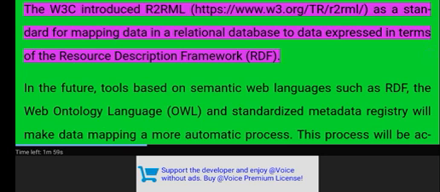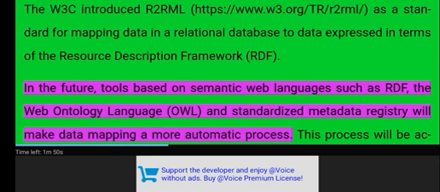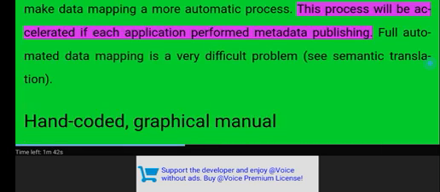The W3C introduced R2RML, a standard for mapping data in a relational database to data expressed in terms of the Resource Description Framework (RDF). In the future, tools based on semantic web languages such as RDF, the Web Ontology Language (OWL), and standardized metadata registry will make data mapping a more automatic process. This process will be accelerated if each application performed metadata publishing. Fully automated data mapping is a very difficult problem. See semantic translation. Hand-coded, graphical manual.